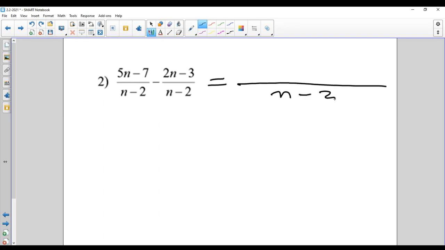n minus 2. But be careful, that minus sign, put the phone down for me, please. You'll get your chance with your phone later. That minus sign is a bit of a trip, something to trip you up if you're not being careful. The 5n minus 7 is fine.